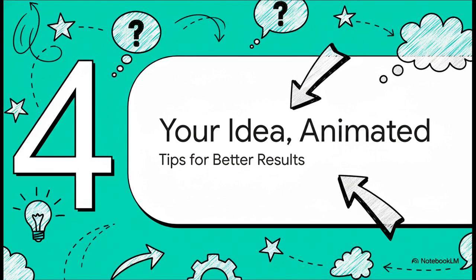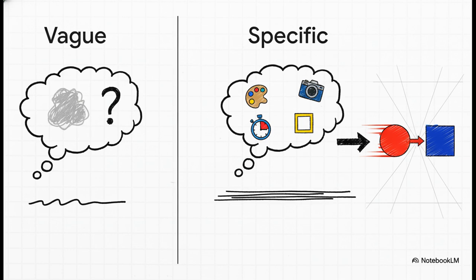Okay, so this is the crucial part. How do you get the best possible animation from the AI? Because the quality of your description, your prompt, really matters. And this is a great breakdown of what to focus on. Don't just say show a shape. No, say show a red circle that smoothly transforms into a blue square and make it take 3 seconds. You gotta be specific about colors, timing, camera angles, how things are laid out in the scene. The more detail you feed the AI, the better your final video is going to be.